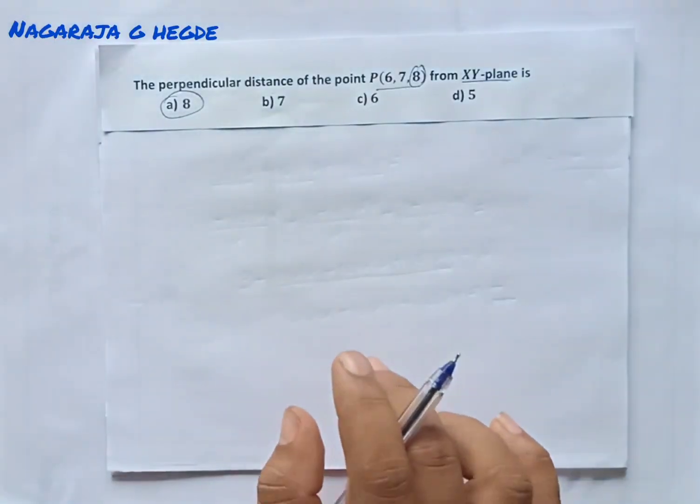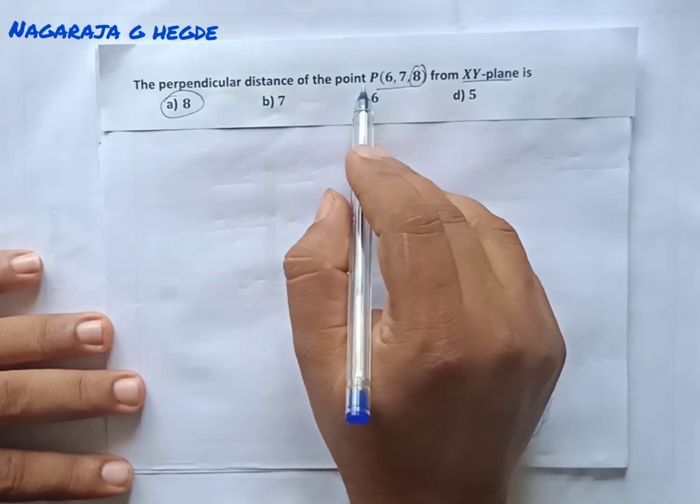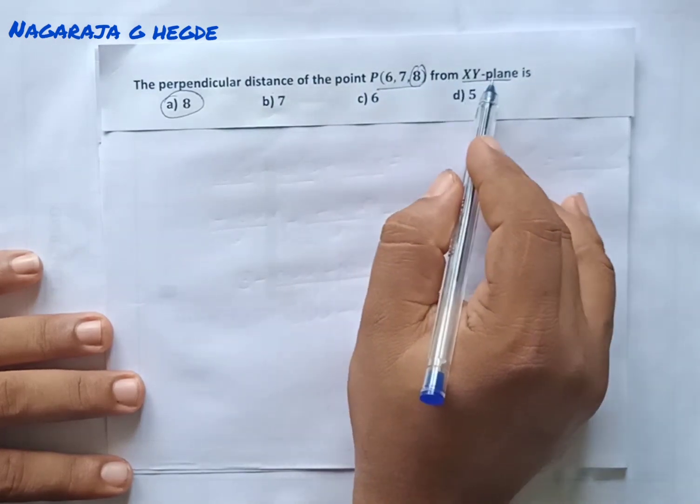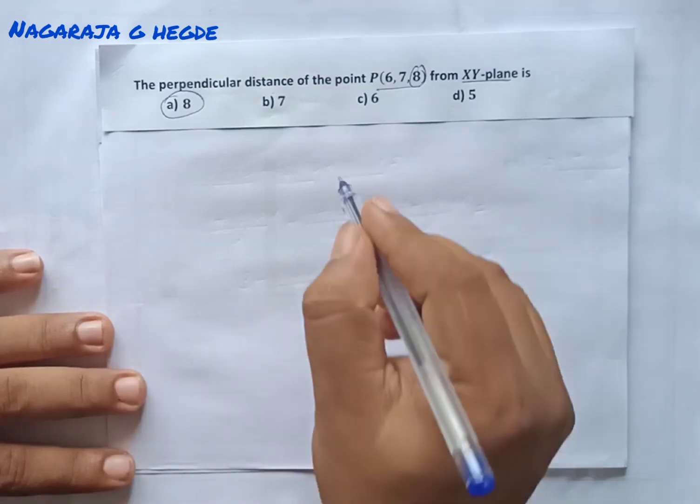Next question. The perpendicular distance of the point P(6, 7, 8) from the xy plane is... Just now we discussed the distance to a line. Now it is a plane.